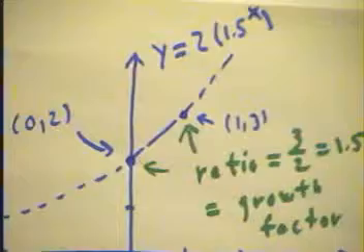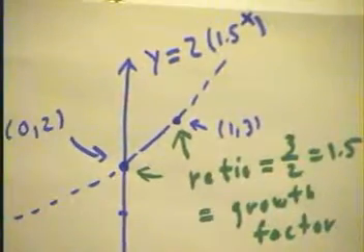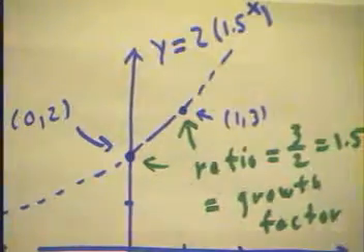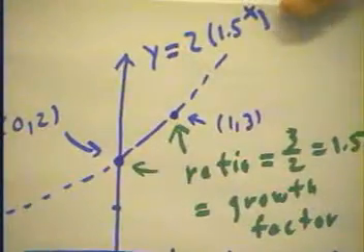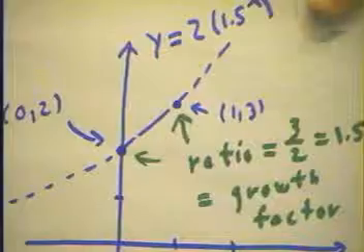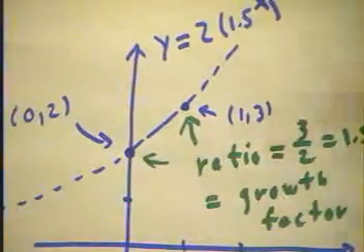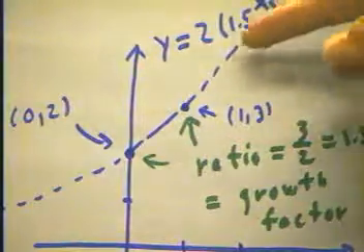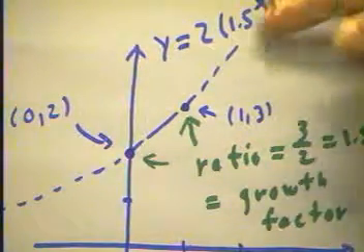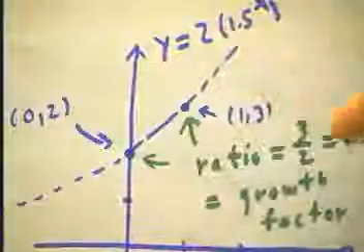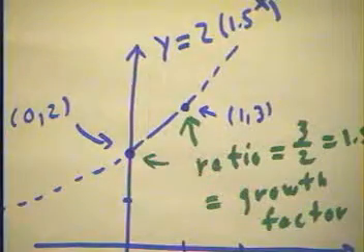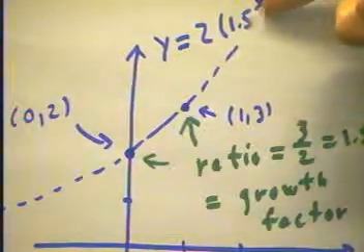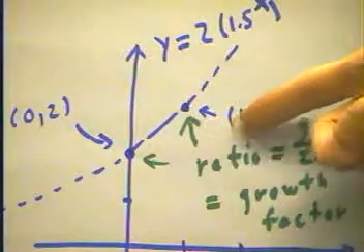Now let's look at the graph of y equals 2 times 1.5 to the x. In this case, when x equals 0, 1.5 to the 0 is still going to be 1. We multiply that by 2 and we get the point (0, 2). If we let x equal 1, we get 1.5 times 2, which is 3, so we have the point (1, 3).